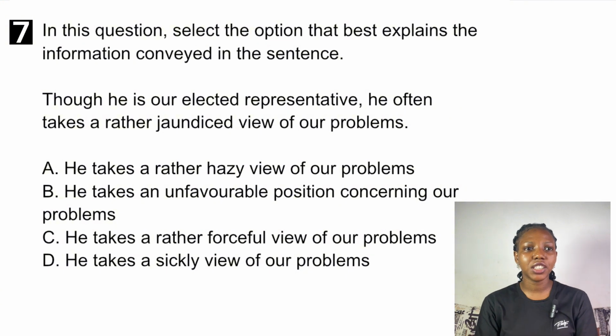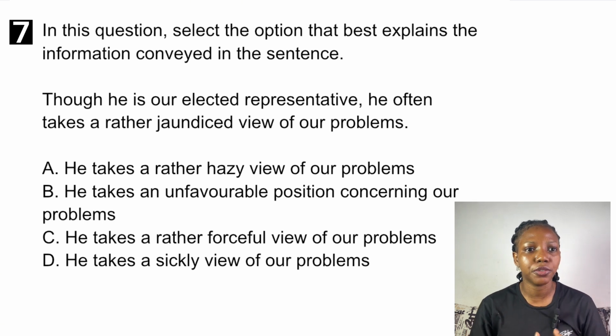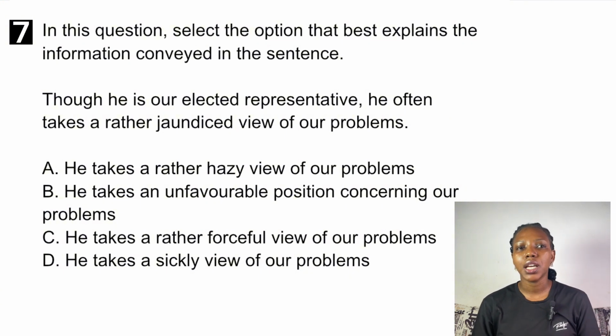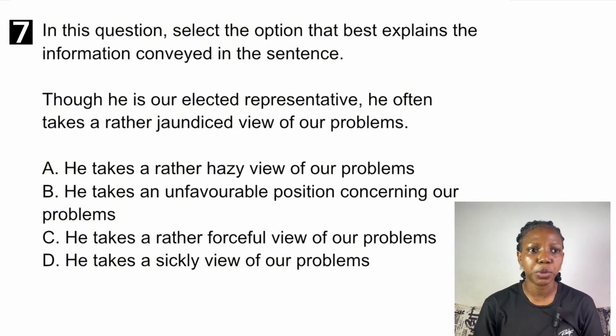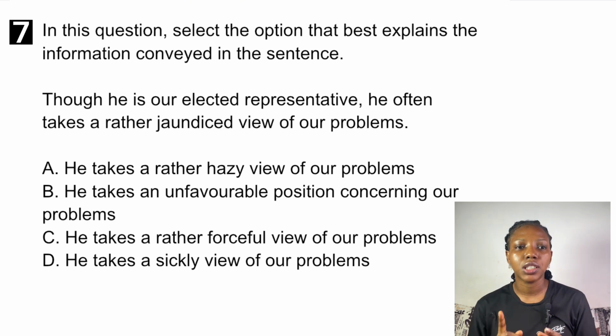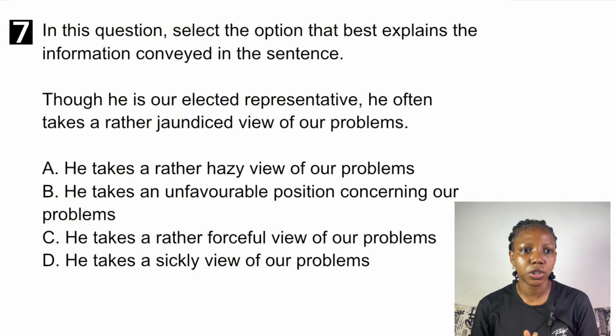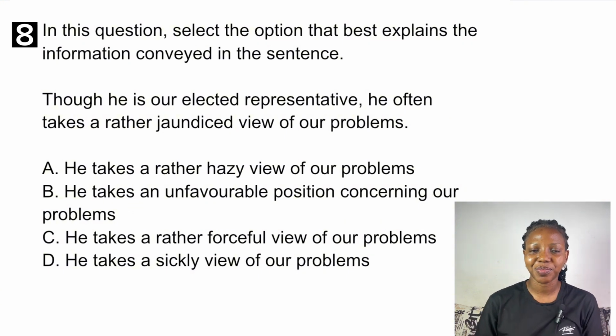Question 7. In this question, select the option that best explains the information conveyed in the sentence. Though he is our elected representative, he often takes a rather jaundiced view of our problem. Now, the most important phrase there is "jaundiced view", and this means a negative stance towards the problem. Now, option A, hazy view, means unclear. Unfavorable position definitely means negative. It takes a rather forceful view, that's option C, that is a strong perspective, right? Option D, it takes a sickly view, that is, it views the problem in a weak manner. So option B is the best answer to this question.